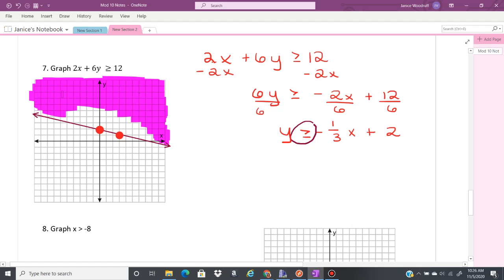Okay, so if you're going to do it using the intercepts, you still want to have a test point. And you could also use a test point in this way as well. If you look at that real quick, if you plug in 0, 0, you are going to get 0 is greater than or equal to 12, which is untrue, so you would shade on the opposite side.